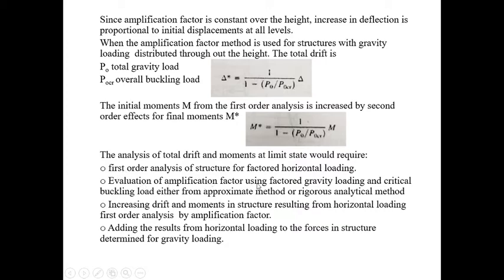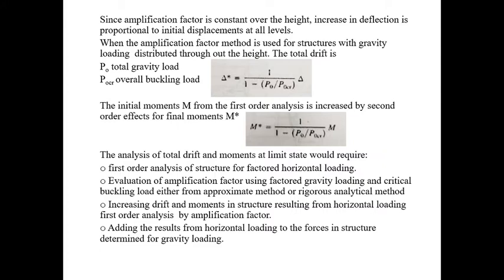Then evaluation of the amplification factor, that is F, using the factored gravity loading and the critical buckling load, in the limit state, either from the approximate method or the rigorous analytical method. These values we find from the previous equations which we have studied. From that we get the values from the approximate method and from the rigorous analytical method.